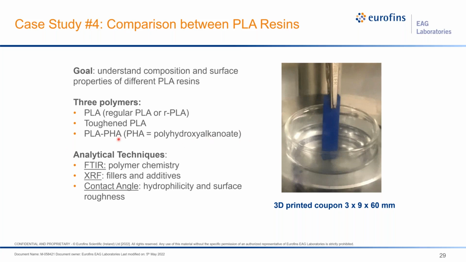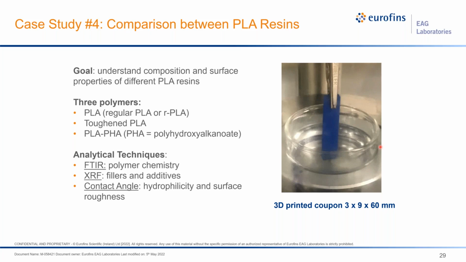And in this case, we're really interested in how much PLA versus PHA we have. So we have these three resins, and we analyze them using three different techniques. First, we're going to do FTIR, which we already mentioned earlier, that tells us about the polymer chemistry. Then we have some XRF data that tells us about fillers and additives. And finally, we use contact angle measurements to look at the hydrophobicity and surface roughness of the 3D printed parts. So this is actually one of the 3D printed parts that we dipped in water for our contact angle measurements. You can see the color is blue.